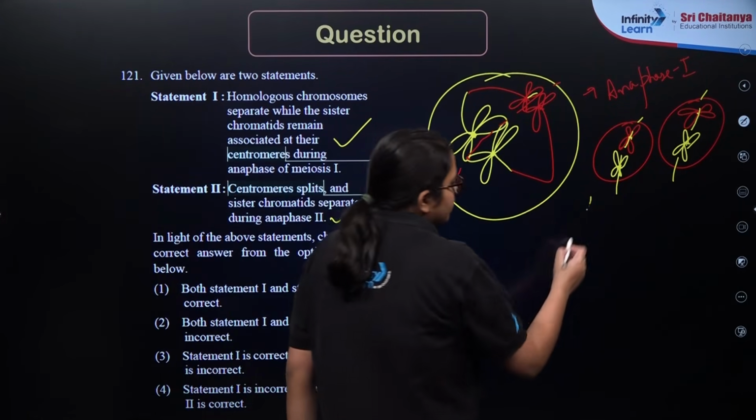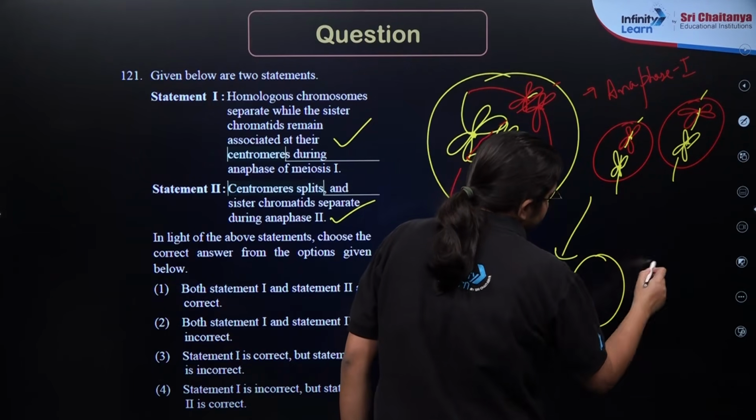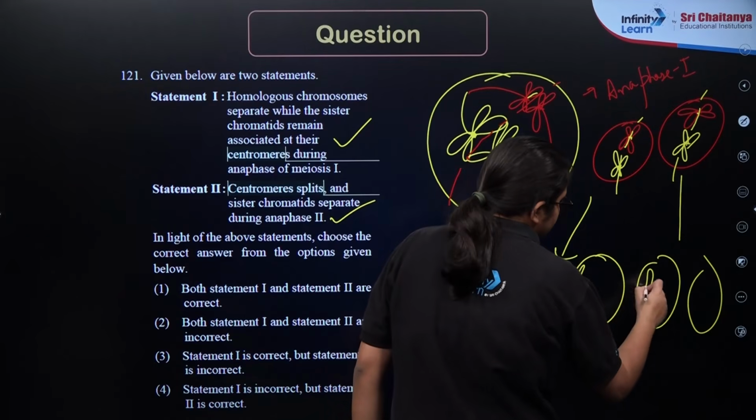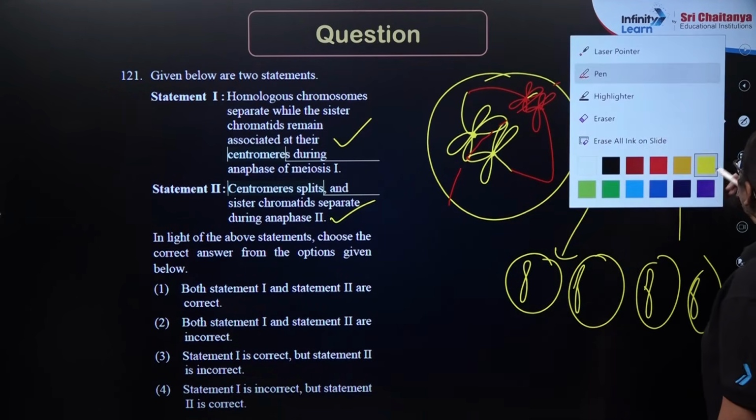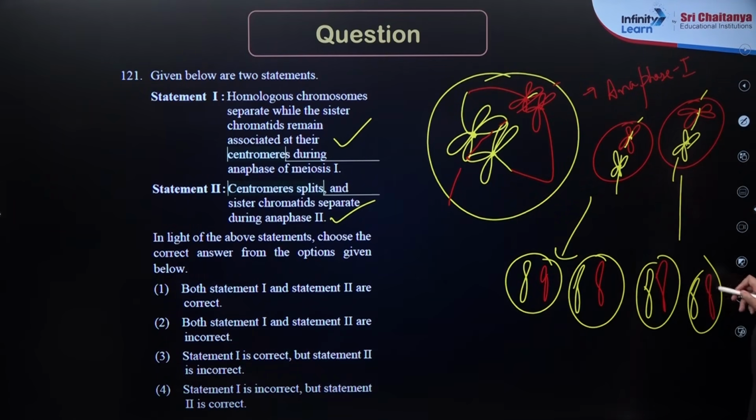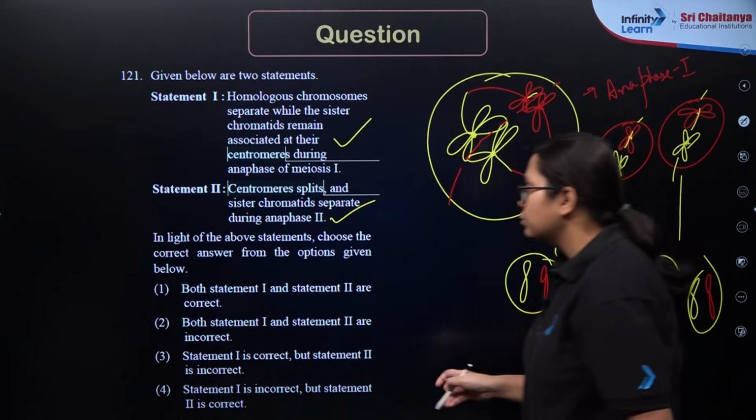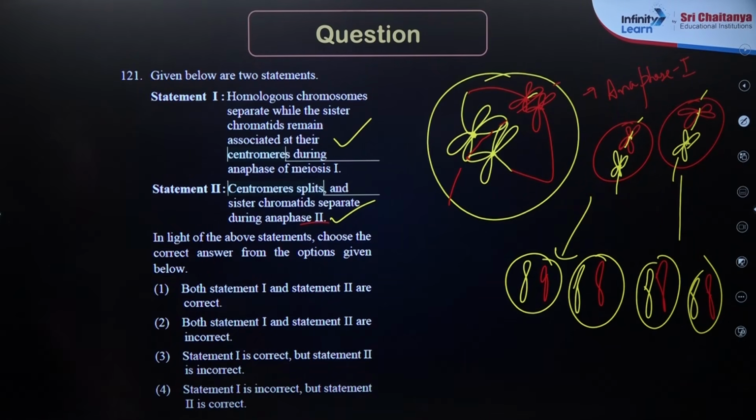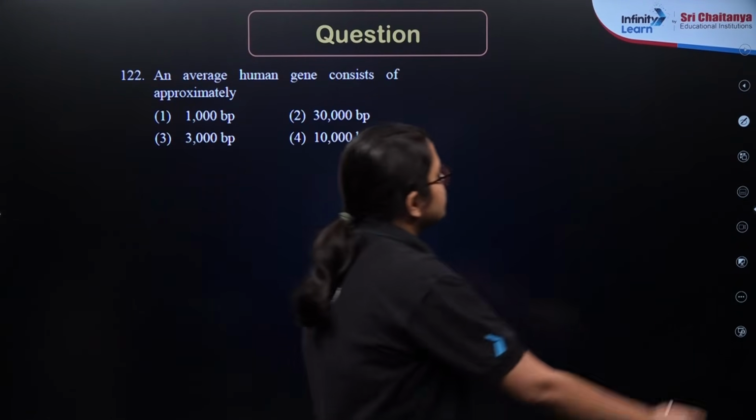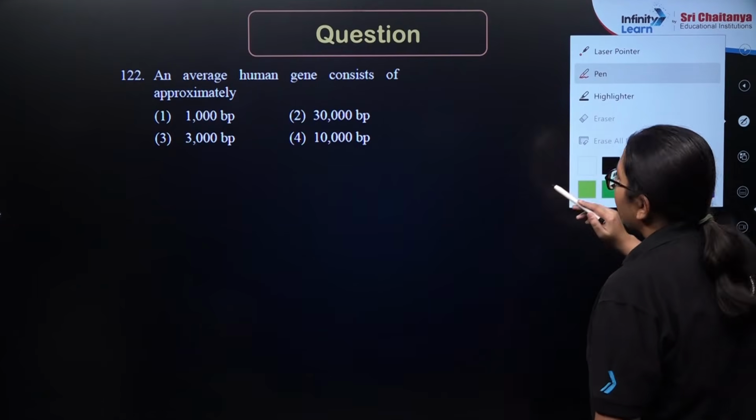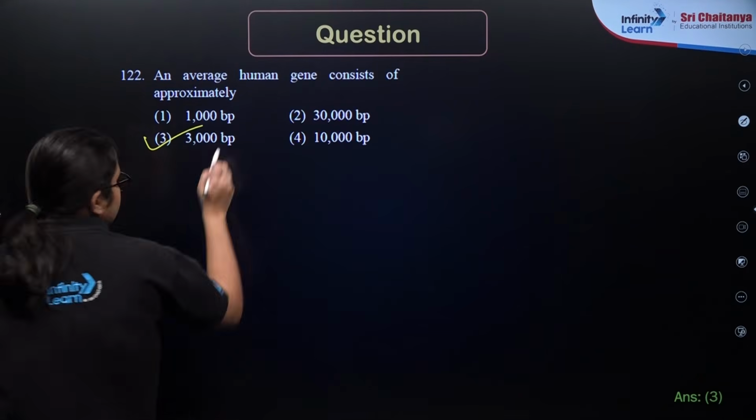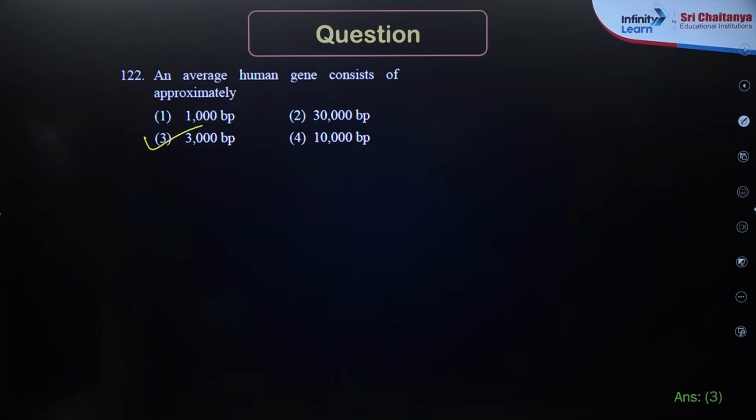And what happens after anaphase 2? We get 4 cells, okay, 2 from each. Each will have separate chromatids, like this. This is the structure we get at the end of meiosis 2. So both statements here are correct, okay. Next question. An average human gene consists of approximately how many base pairs or bases? The answer is 3. 3000 base pairs or bases.